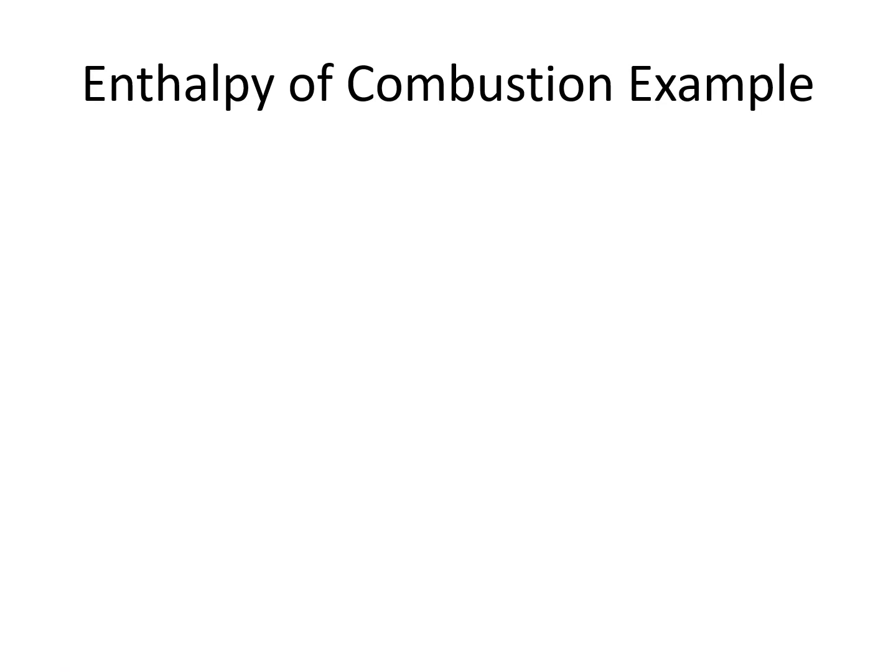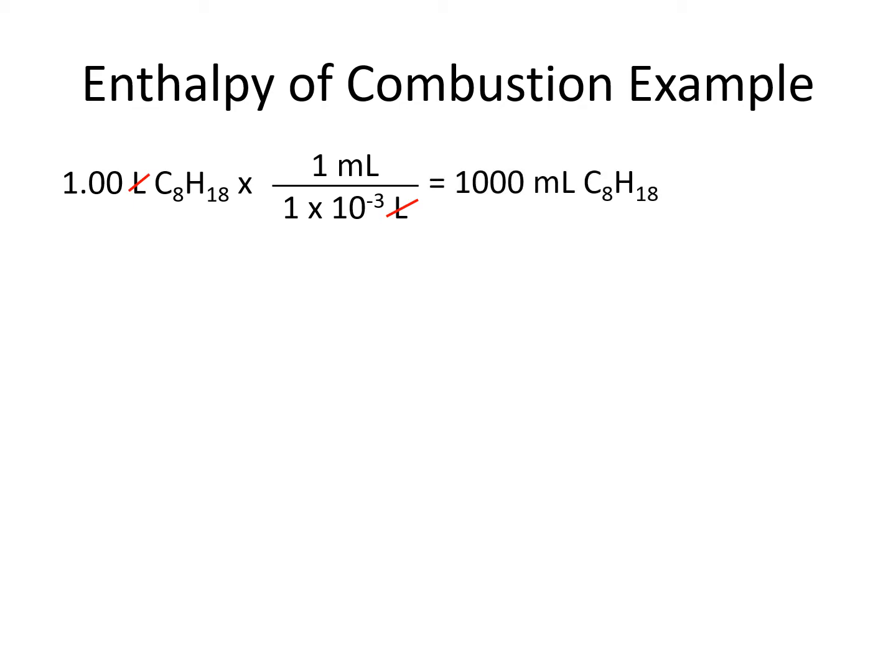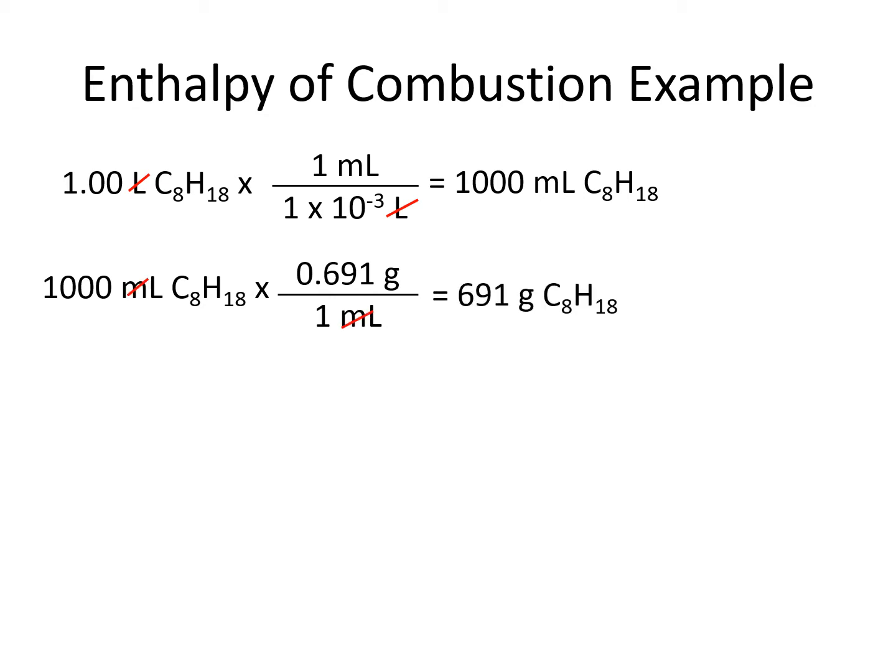To find how much heat is produced by burning 1 liter of gasoline, first we're going to change our 1 liter of isooctane into milliliters. We're changing it into milliliters so that we can use its density as a conversion factor to go from milliliters into grams. We divide by 10 to the minus 3, and that gives us 1,000 milliliters of isooctane. Then we can go from milliliters into grams using the density of isooctane. We're told the density is 0.691 grams per 1 milliliter. The word per essentially means divided by. 1,000 times 0.691 gives us 691 grams of isooctane.